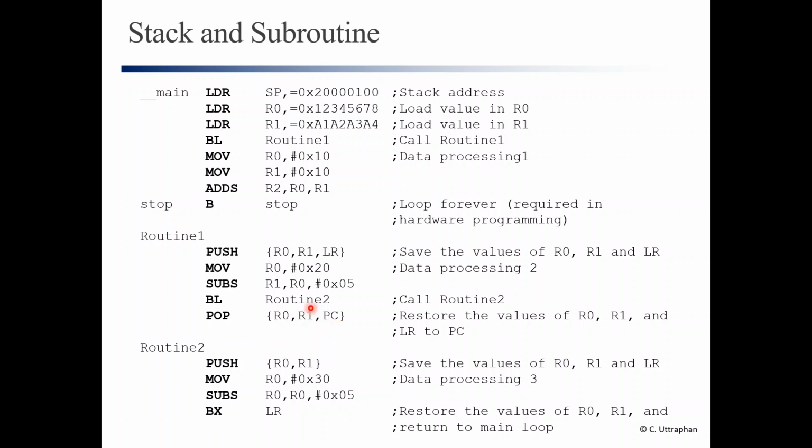Therefore, we will get back the values of R0 and R1 from before we executed the subroutine. Also, the return address of routine 1 will now be in PC. This return address is the value in the LR when we pushed to the stack in routine 1. When we pop the value to PC, that value will be minus 1, just like we did in the BX LR instruction, hence we go back from routine 1 to here. You can observe the values of PC, LR, and stack for this example by executing this program in Keil MicroVision.